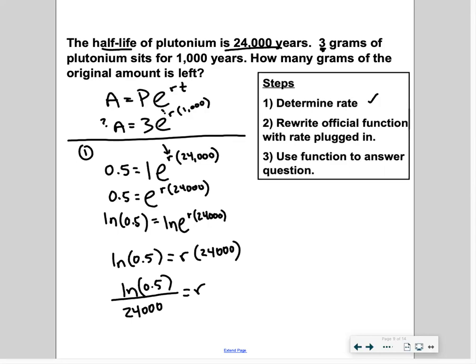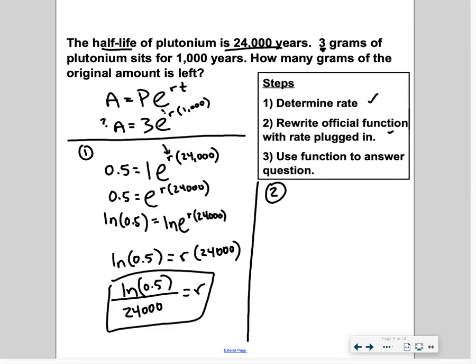Okay. Now we have our R. Now we can use that in our original equation to go back to this question, because that's step 2. Now we can rewrite the original function, our PERT equation. Now let's do that over here. This is going to be step 2. To answer the actual question, how many grams of the original amount is left? So my final amount, we're going to call that A. The original amount was 3. We just used the half-life to find R, but now we're going back to the original actual question.